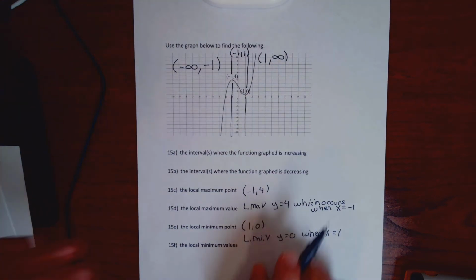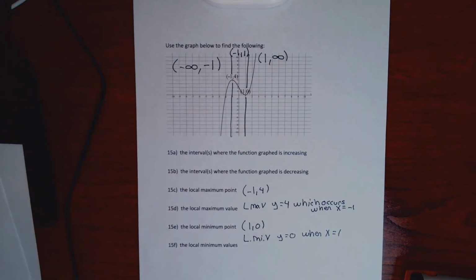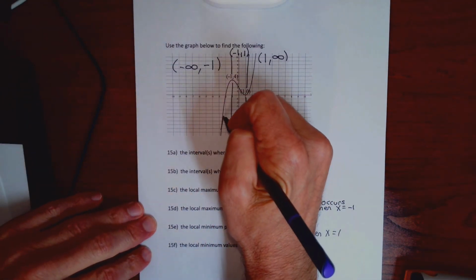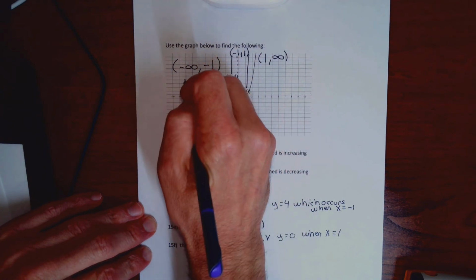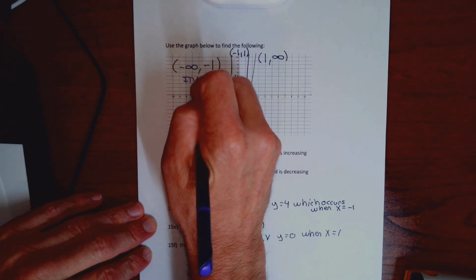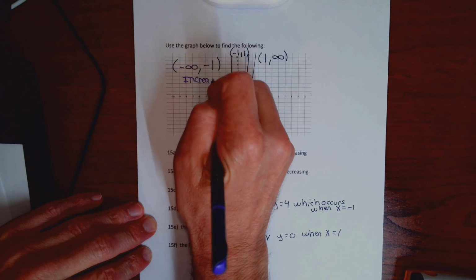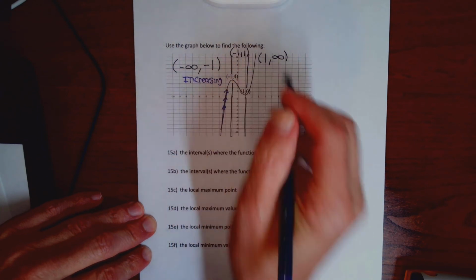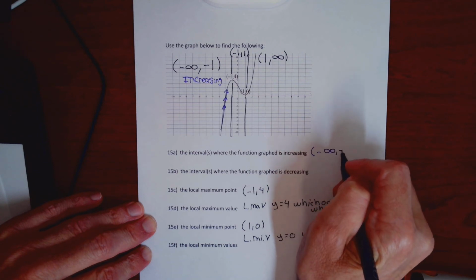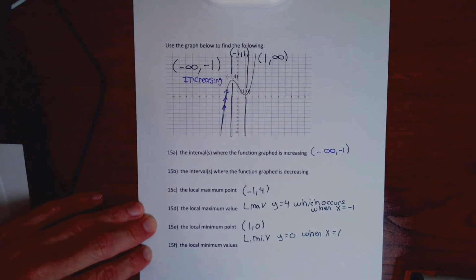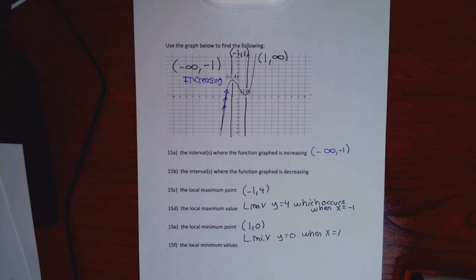So for each region, I have to decide whether the graph is increasing or decreasing. In the first region, if I'm tracing on this graph, my marker is going higher as I move from left to right. So this is an example of an increasing interval. When I go to write my answer to 15a, I'm going to write -infinity to -1, with round brackets, as part of the increasing.